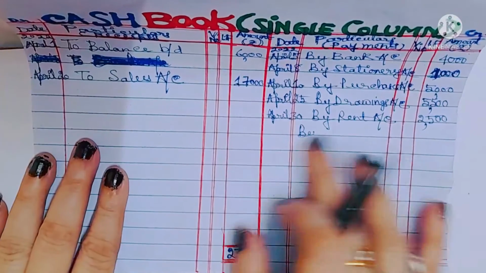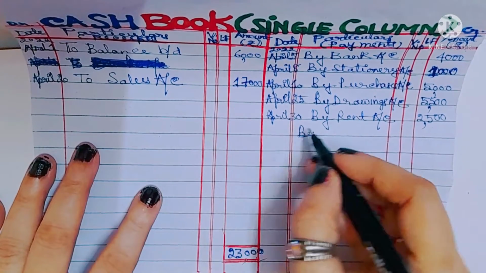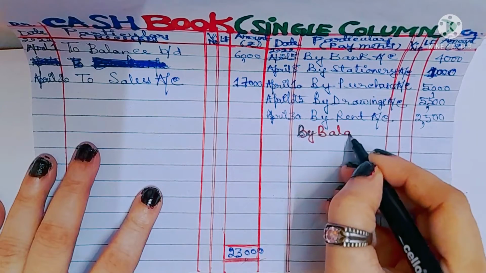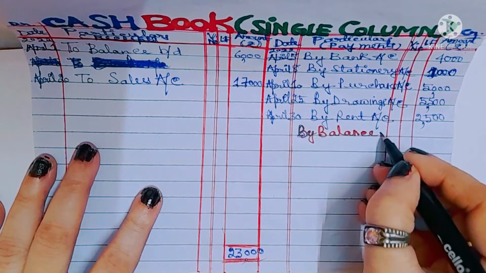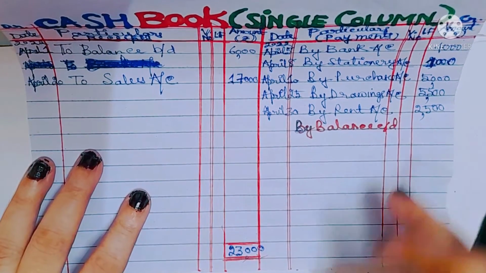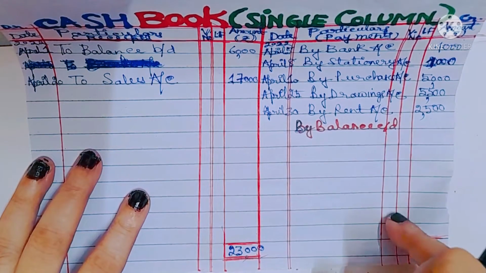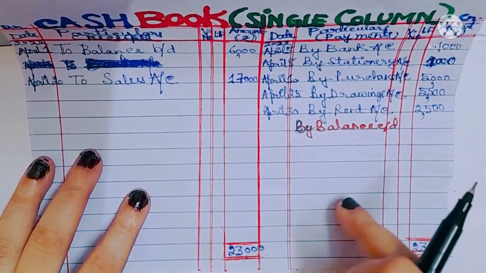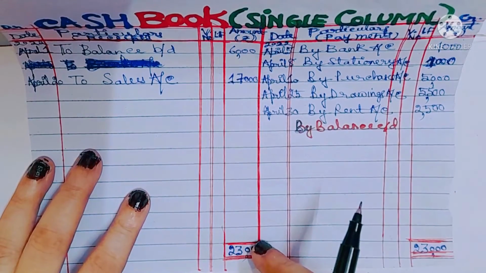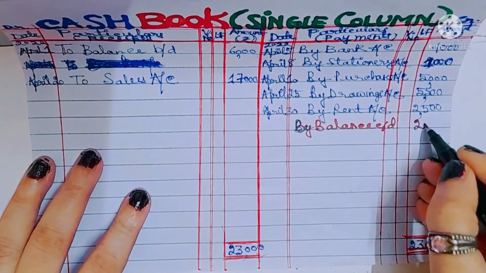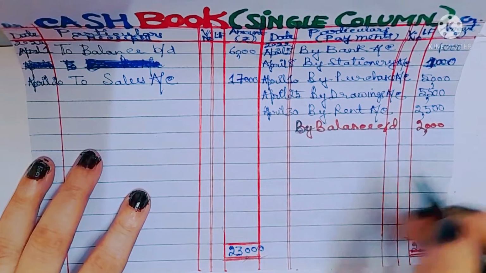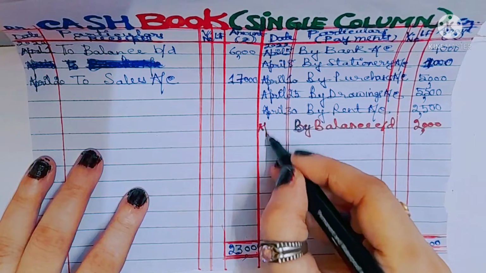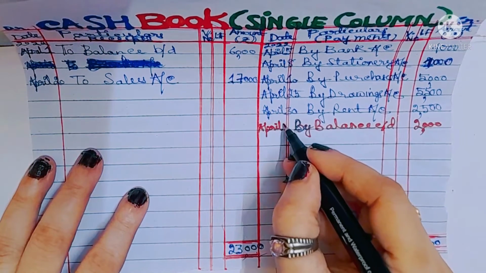So there is a shortfall on the credit side. So we'll have to write by balance CD because this is the balancing figure. What is the balancing figure? Total of credit column is 21,000 and the total of debit column is 23,000. So deduct 21,000 from 23,000, you'll get 2,000. So this is the closing cash of the business and the date will be the last day in the month of April.